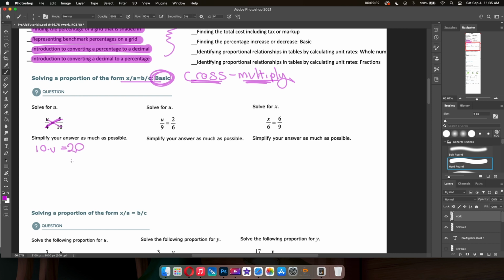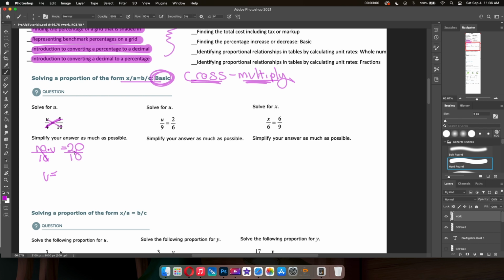Now, in order to get U by itself, what we need to do is to get rid of this 10. The thing for this is that it is a multiply, so it's 10 times U. In order to get rid of it, you need to undo the multiplication. The opposite, in other words, you want to do the opposite of multiplication, which is, of course, division. And now if I divide this side by 20, what do I get with 20 divided by 10?